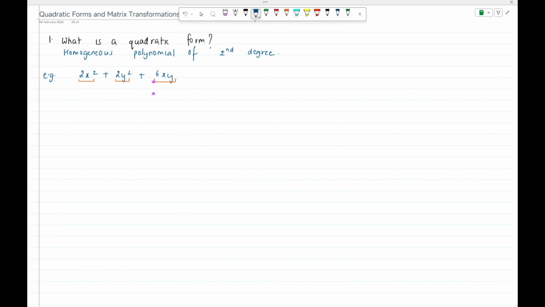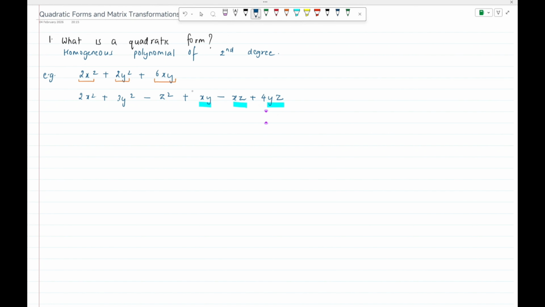Likewise, we can have 2x square plus 3y square minus z square plus xy minus xz plus 4yz. So here you can see that we have some cross terms also, the cross product terms xy, xz and yz. So this is a quadratic form in three variables.